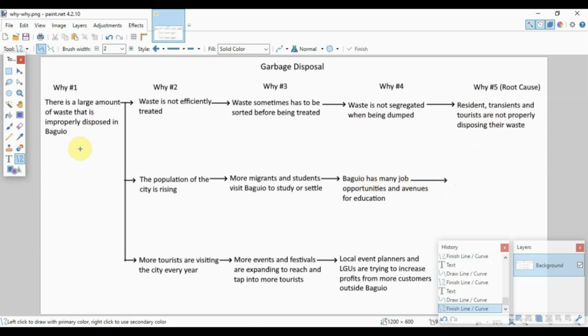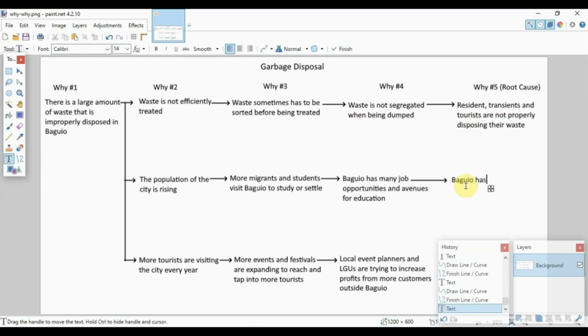So Baguio has many job opportunities and avenues for education. Why is that the case? So the reason could be that Baguio has several popular universities which attract learners, teachers, and other parties outside Baguio. So this is now our second root cause. Baguio has several popular universities, schools, etc., learning centers, which attracts learners, teachers, and other parties.